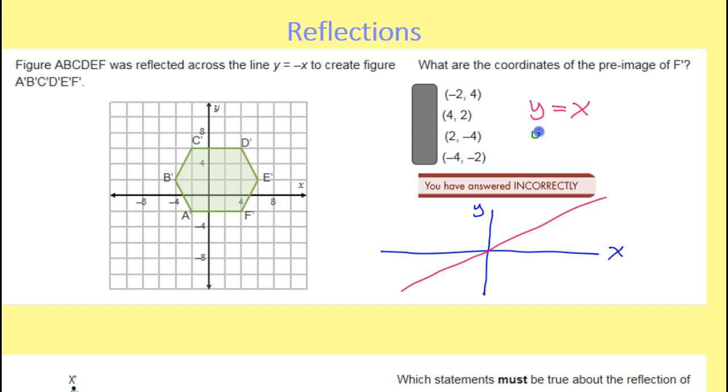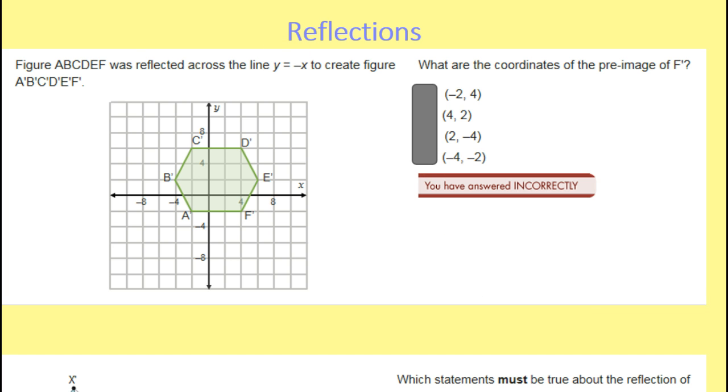On the other hand, we have the line y equals negative x, which is also a diagonal line, but it goes right through the middle, going downward from left to right. Okay, so those lines will be used as reflection lines, so you need to know what they are.